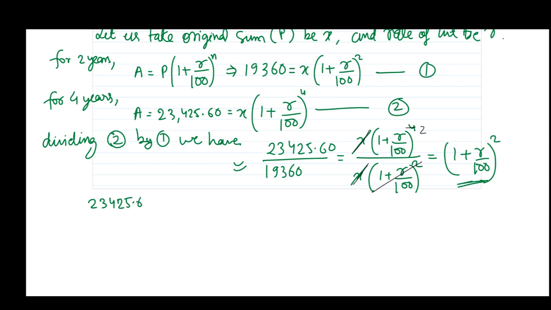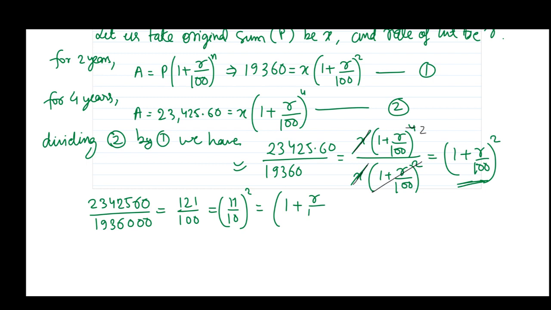Now we know that 23,425.60, I can write 60. Let me remove this decimal and apply the 2 zeros here. So if we simplify, it will be coming 121 upon, I have simplified it, so you can also simplify. It is going to be 121 by 100, simply divided by 19,360. So it is going to be 11 by 10 whole square.